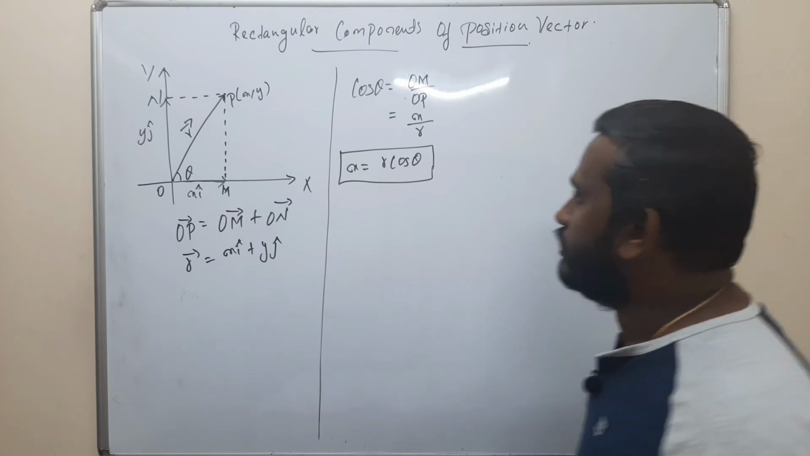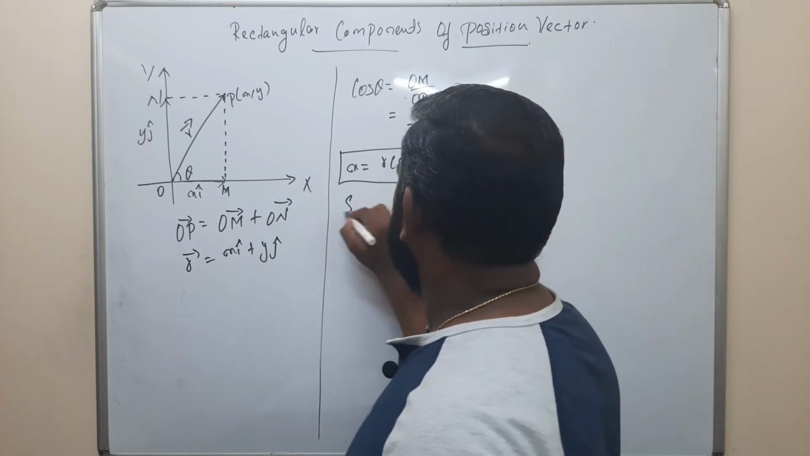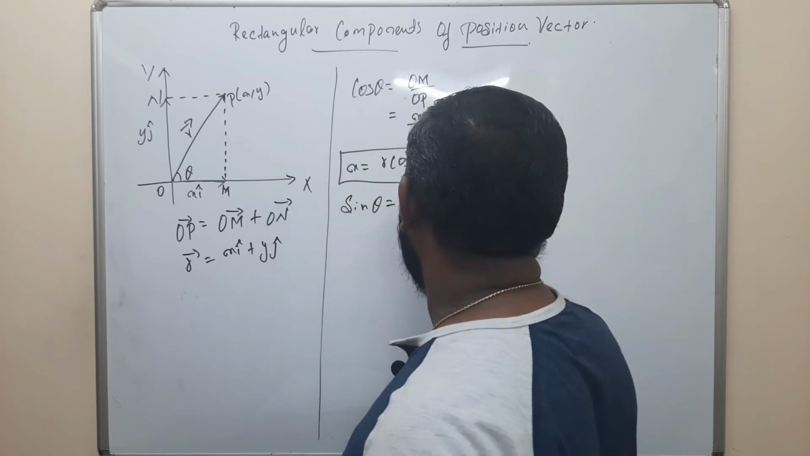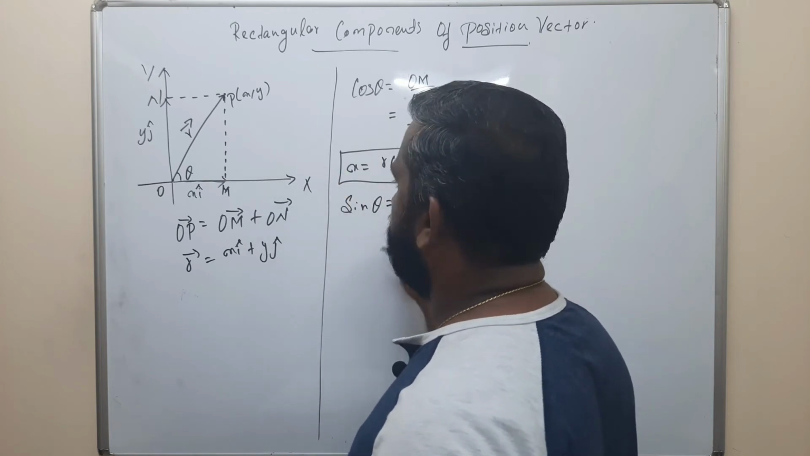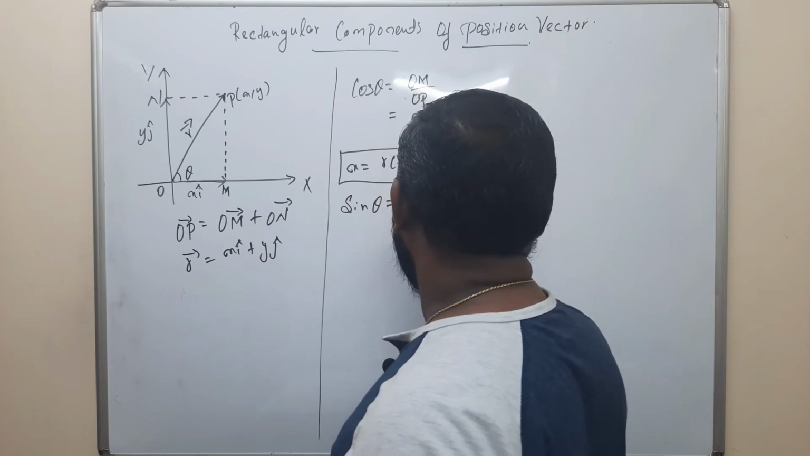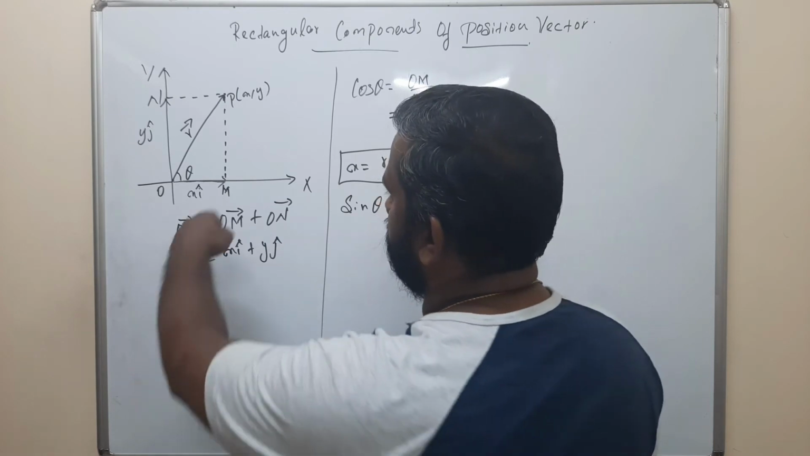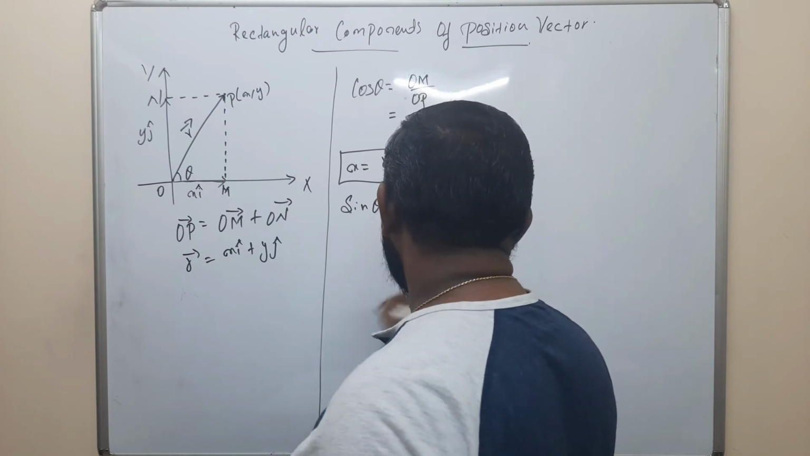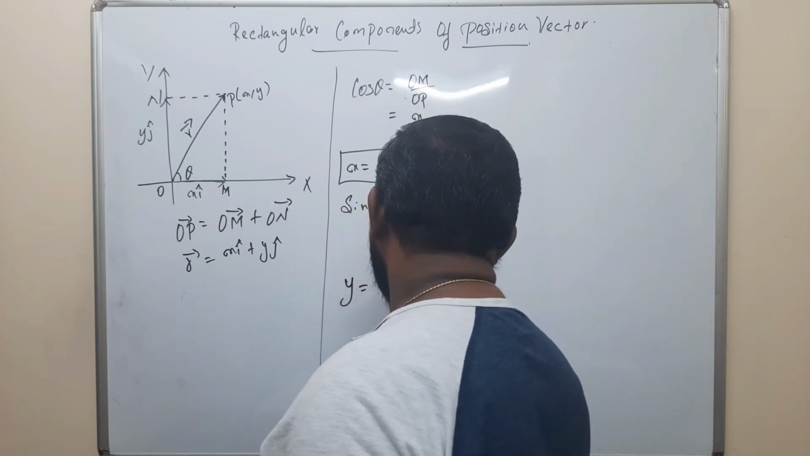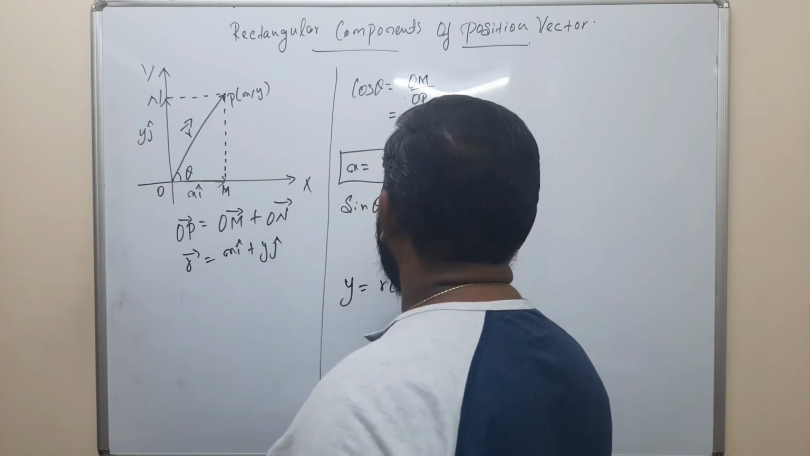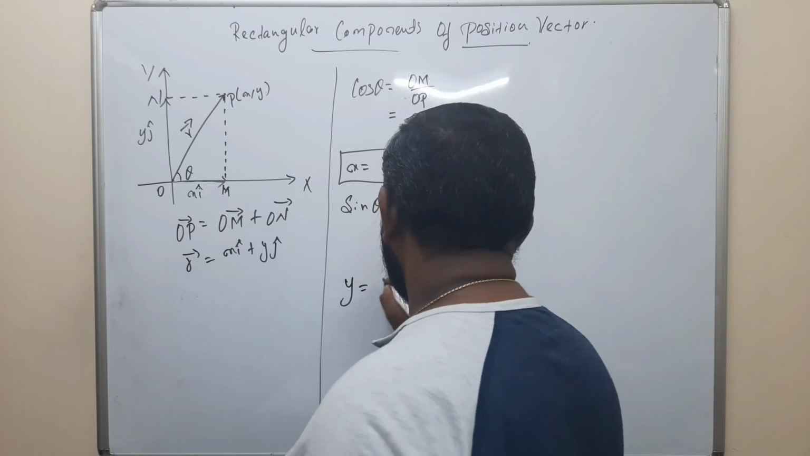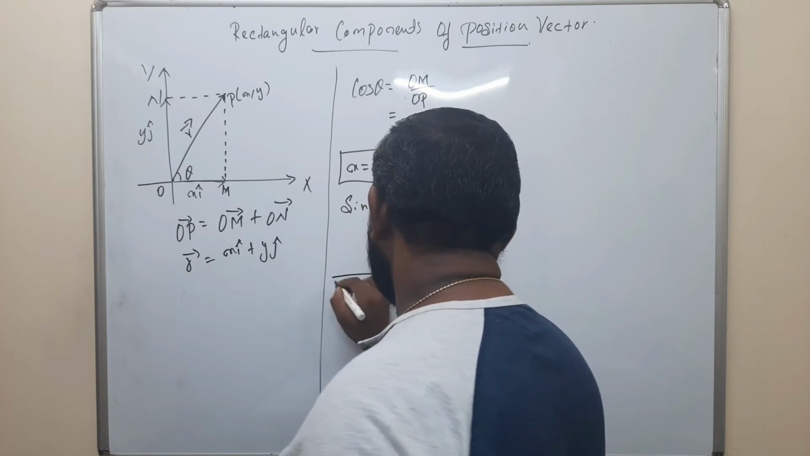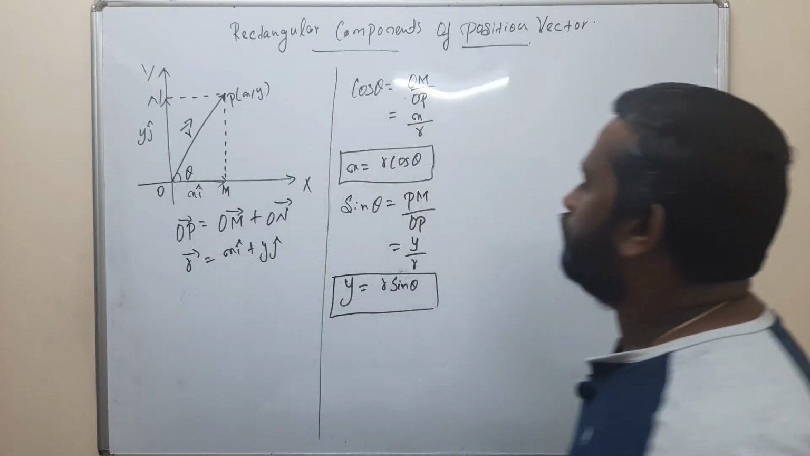Then sin theta is equal to the opposite side, that is PM, by the hypotenuse, that is OP. What is PM? That is y, divided by OP, that is R. So y is equal to R sin theta. So this is the vertical component of the position vector.